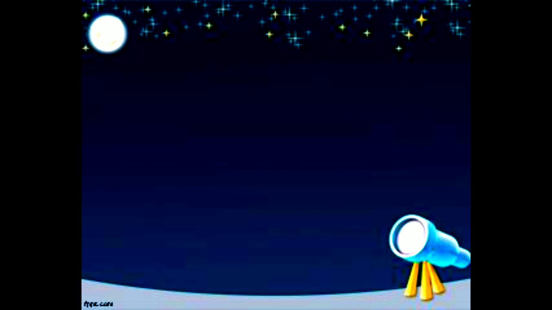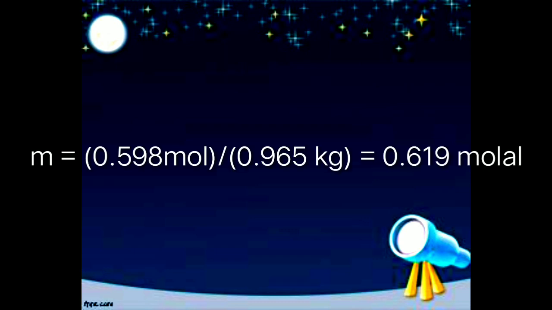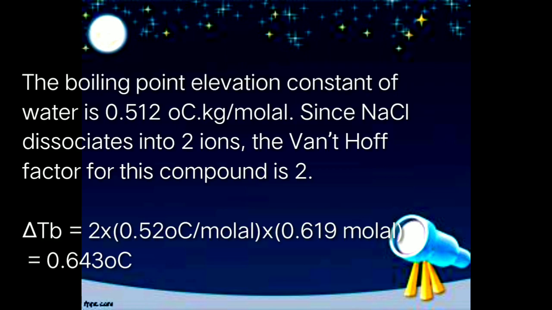which is equal to 0.598 moles. The molality of NaCl in 1 kilogram of the solution can be calculated as m is equal to 0.598 moles over 0.965 kilogram, which is equal to 0.619 molal. The boiling point elevation constant for water is 0.512 degrees Celsius kilogram over mole. Since NaCl dissociates into two ions, the Van 't Hoff factor for this compound is 2.